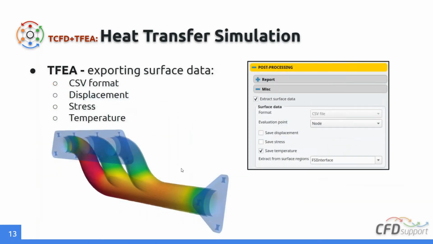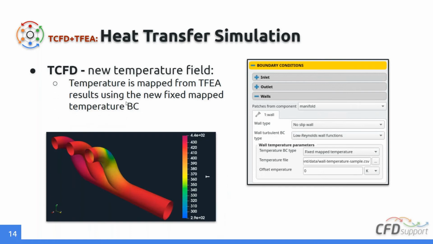All right, and then the last thing. To be able to connect back to the TCFD, we need to extract the surface data from FEA. So we just click to save the temperature for this case, and we save just this FSI interface to the CSV file. And then the new temperature field can now be computed in TCFD.